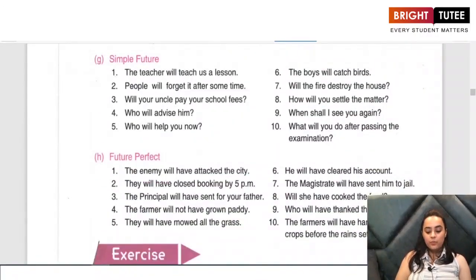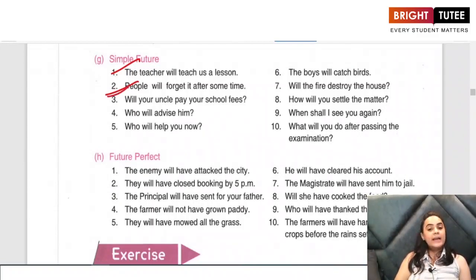The teacher will teach us a lesson. A lesson will be taught to us by the teacher. People will forget it after some time. It will be forgotten by people after some time. Will your uncle pay your school fees? Will your school fees be paid by your uncle?